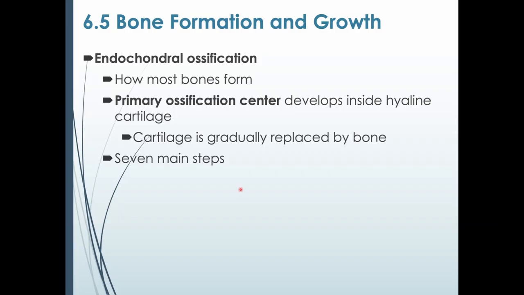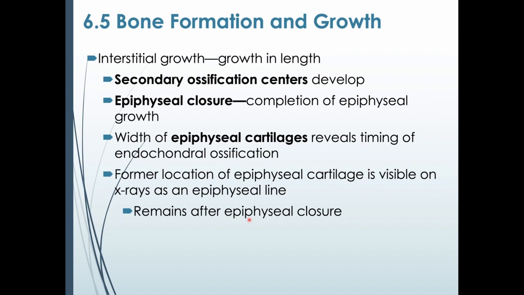And there's 7 main steps to this. So you have something called interstitial growth, which is going to be the growth in the length. Okay. Then during the interstitial growth, you'll have events of secondary ossification centers develop. Okay. So not just in one spot, they happen in many spots. That's what that means. You have something called epiphyseal closure or completion of the epiphyseal growth, which is essentially the closing of the epiphyseal plate.